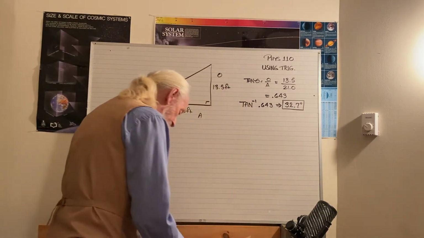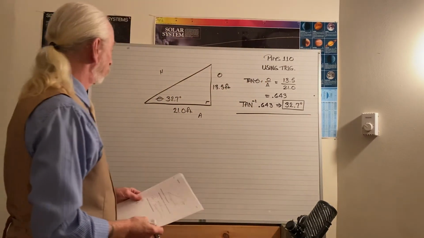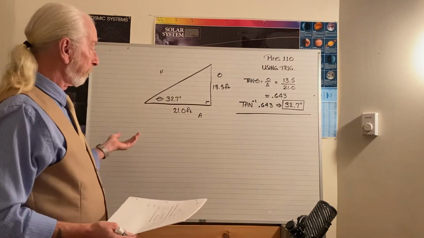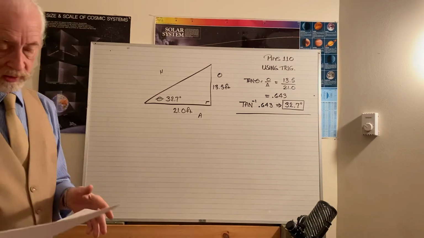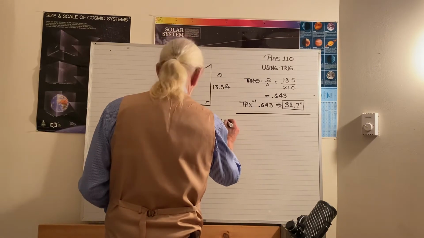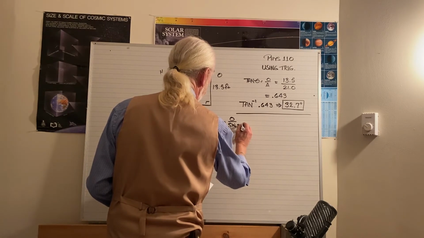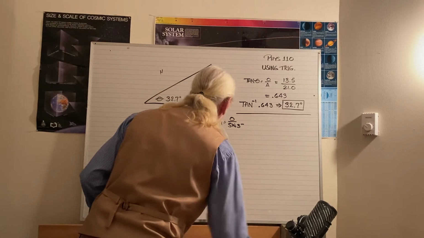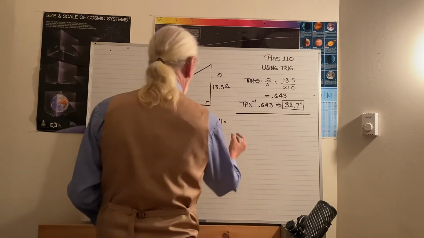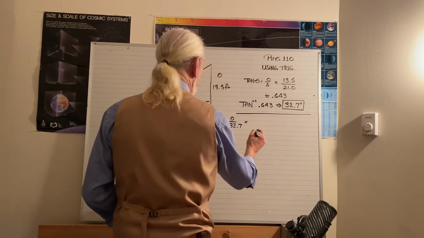Now I can determine h by using either sine or cosine. And just for the purposes of demonstration, we're going to do both. So first I'm going to use sine. Hypotenuse equals the opposite over the sine of 32.7. So my opposite is 13.5.